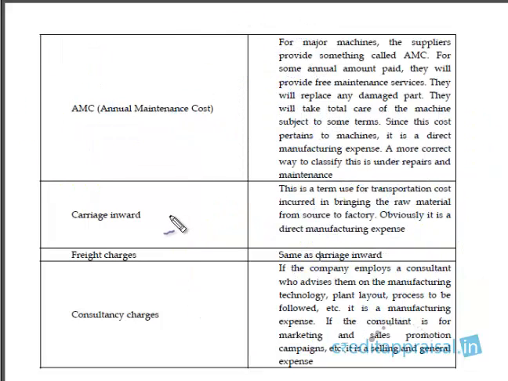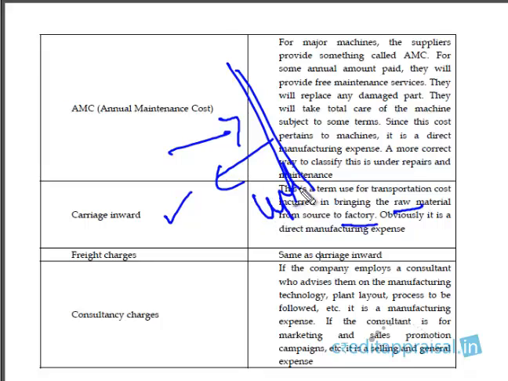And carriage inward. Carriage inward is a transportation cost that is incurred in bringing the raw material from the source to the factory. This we already discussed. It's a direct expense because unless the raw material comes, you cannot manufacture the product. So it is incurred before the good is manufactured. Up to the point the good is manufactured, we said is the direct expense. So carriage inward is a direct expense. Freight charges is another term which is used in place of carriage inward. It is the same, it's the transportation cost. So whenever you come across the term freight charges, you can place it under the other manufacturing expense.